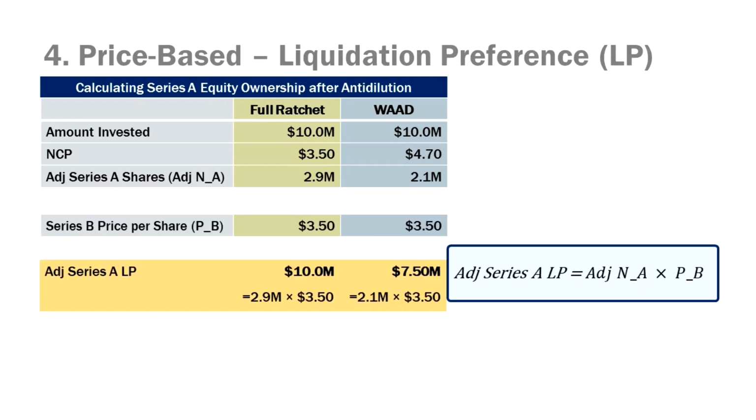Sometimes students intuitively think that full ratchet will preserve Series A's original 40% equity stake. I purposely constructed this example to show that this is not always the case.